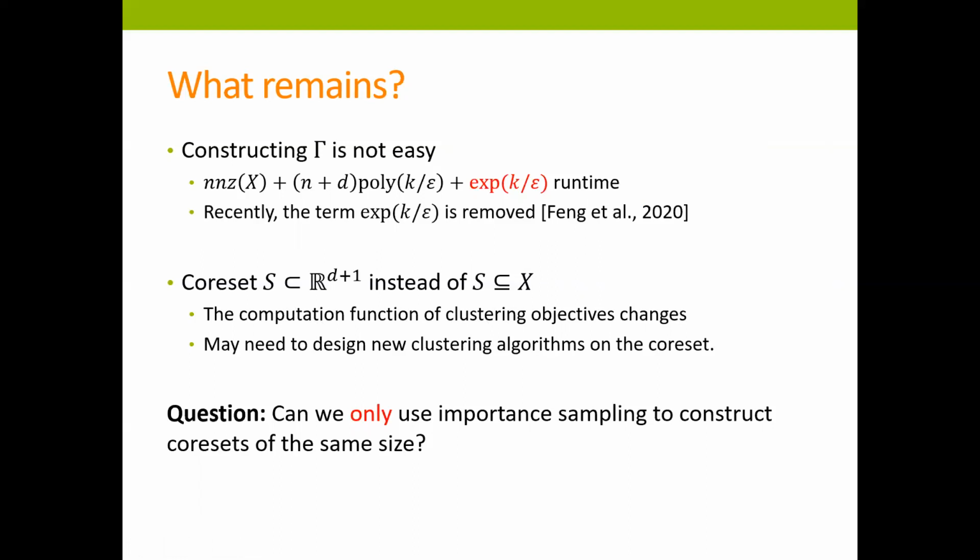To address these issues caused by the construction of gamma, we naturally propose a problem. Can we only use importance sampling to construct coresets, which is easier for implementation? And of course, the size should be the same as in the Sohler and Woodruff framework.